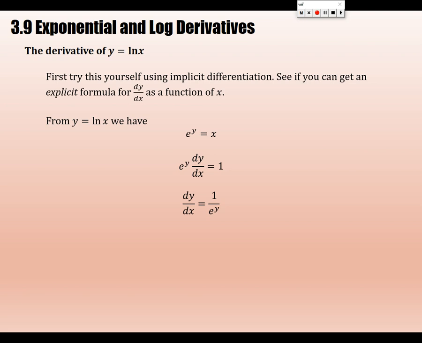But if we can write it in terms of x, we prefer that. So what is y again? Oh yeah, ln x. Wait, e to the y is just x, we said, right? So yeah, e to the y is x.